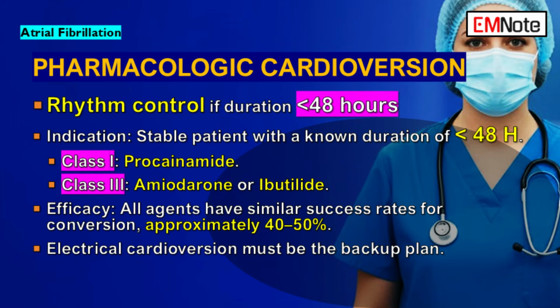Let's shift to rhythm control. For the stable patient with a known duration of less than 48 hours, which class 1 and class 3 agents are commonly used? The main class 1 agent is procainamide. For class 3, we use amiodarone or ibutilide. And how successful are they? Well, they all have pretty similar success rates for conversion, somewhere in the range of 40 to 50%. So about a coin flip. Yeah, which tells you that electrical cardioversion has to be your backup plan.